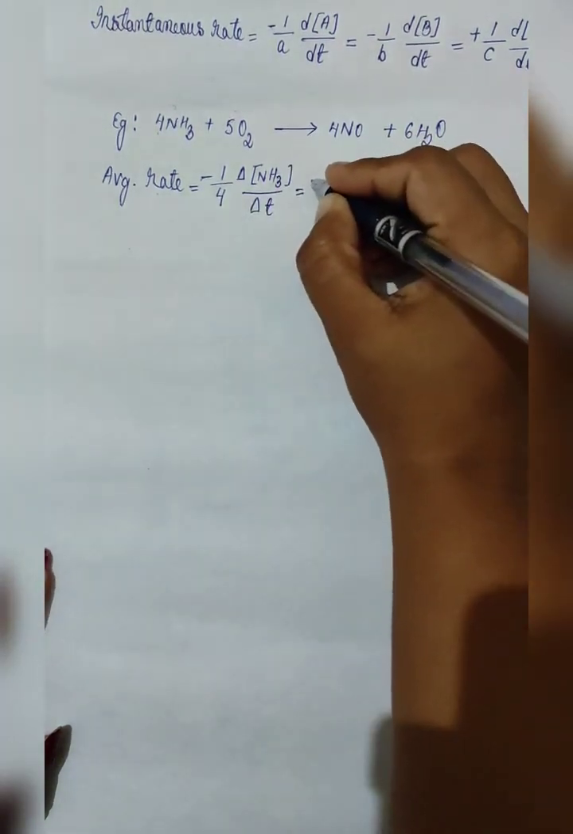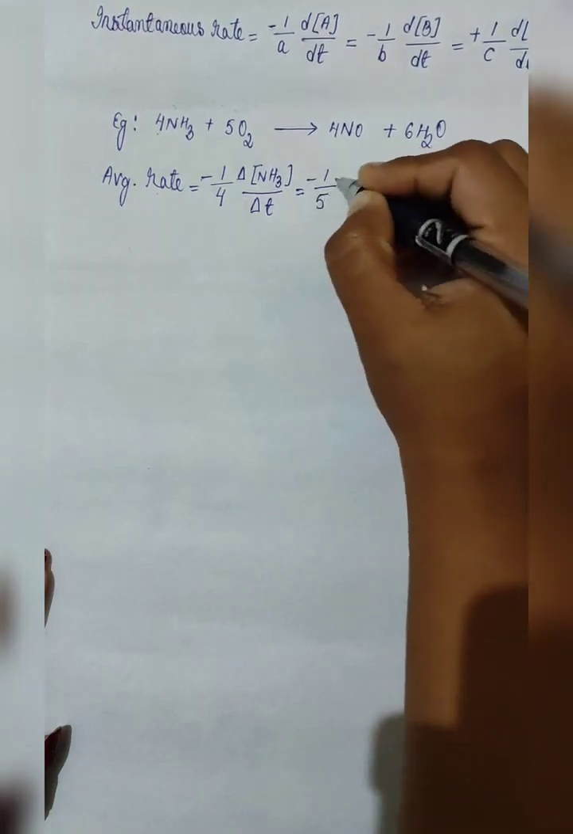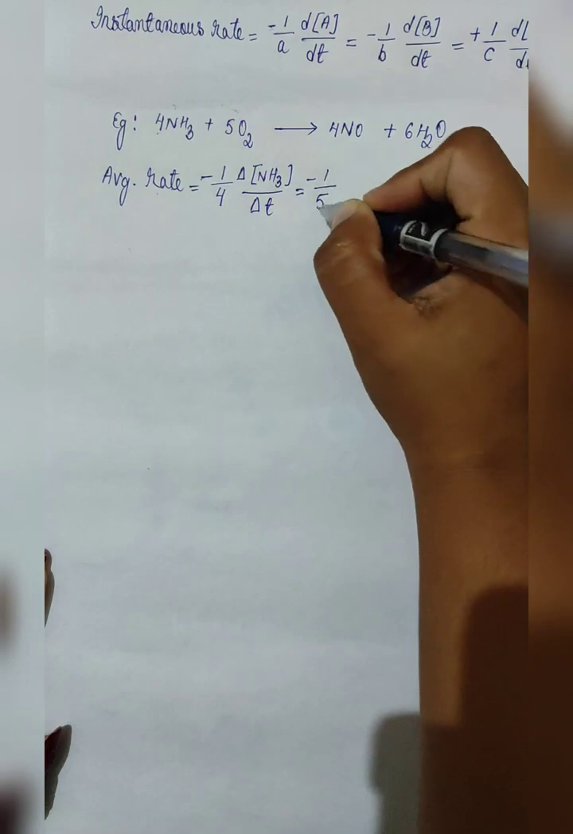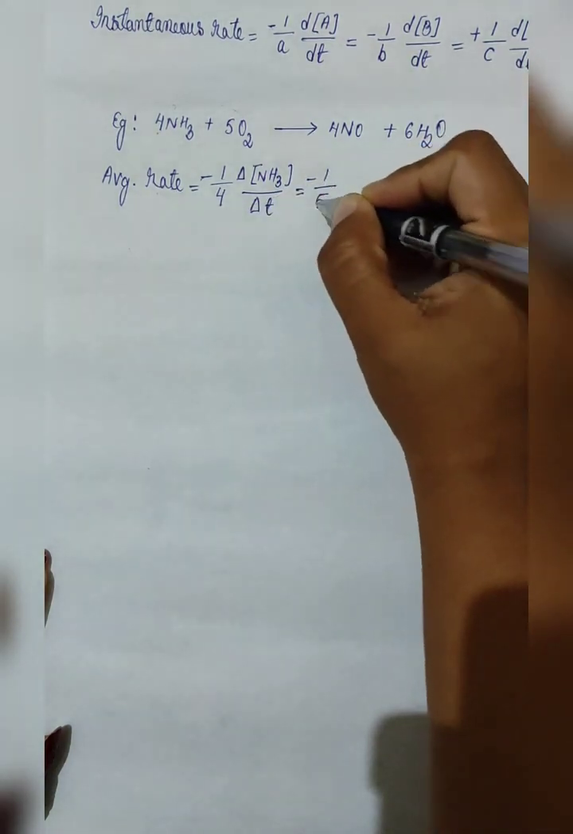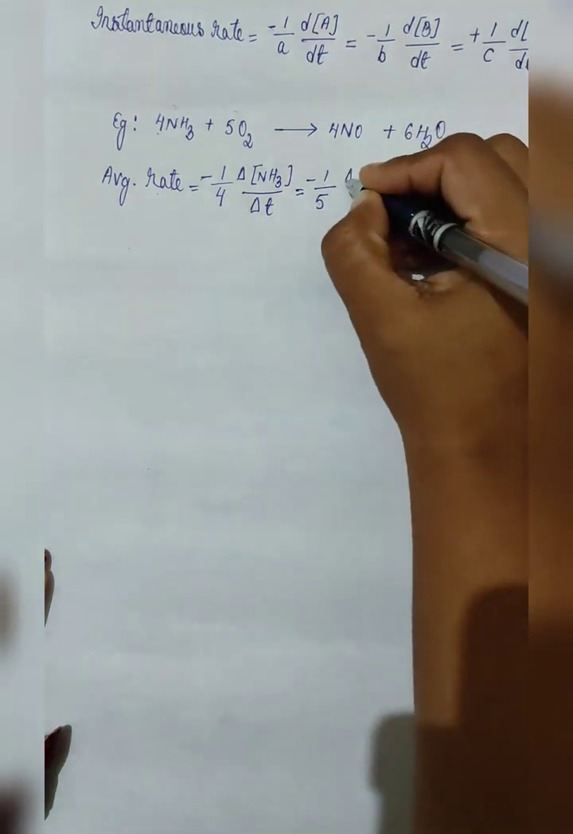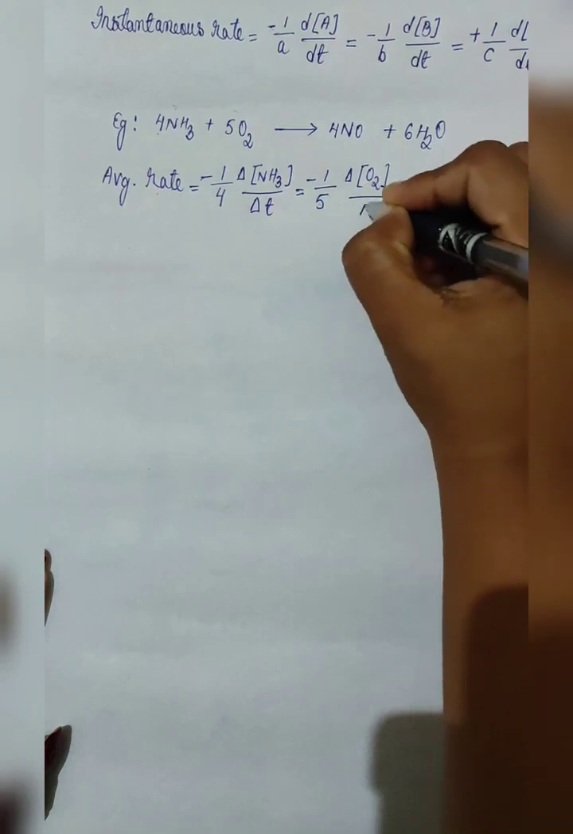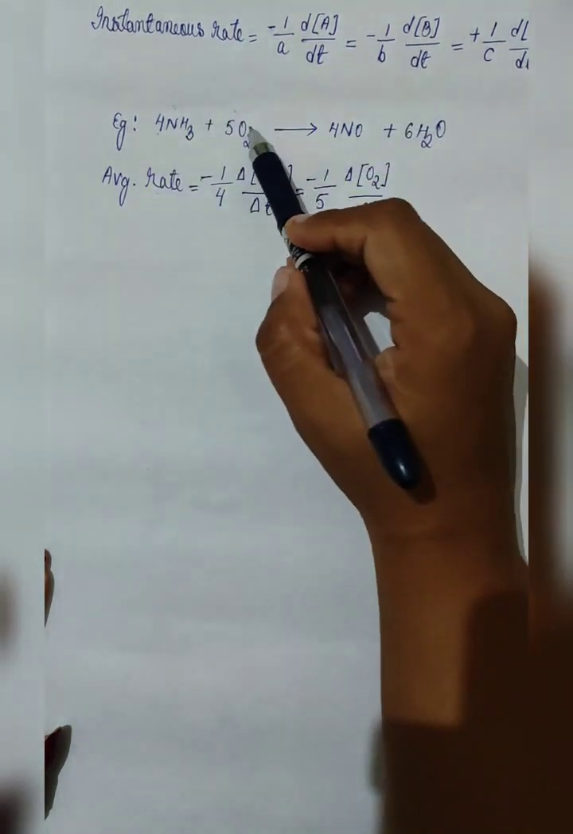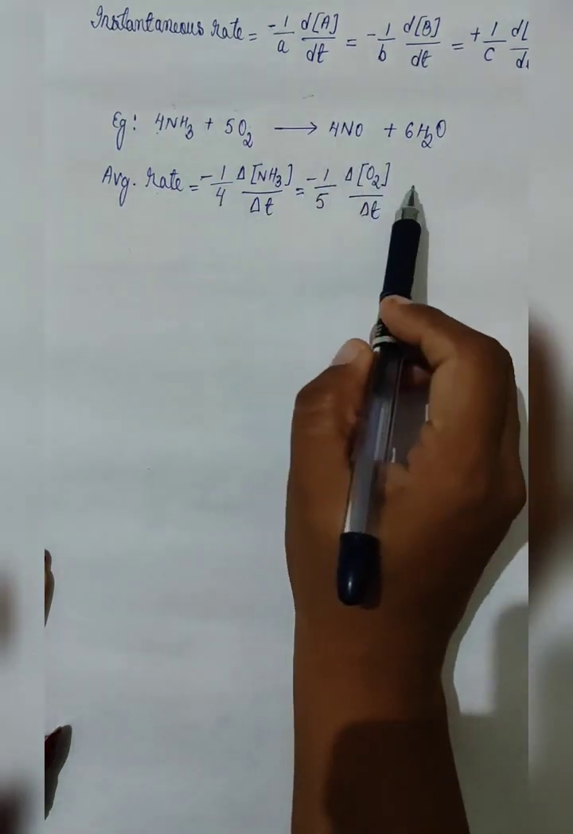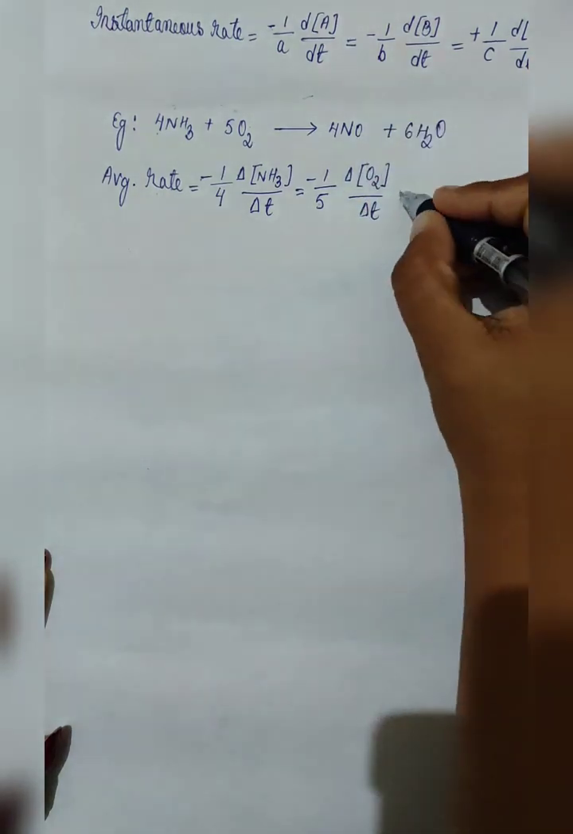Then it will be followed with the stoichiometric coefficient of the second reactant. Remember that the stoichiometric coefficient will be divided. That is why we are writing 1 by stoichiometric coefficient. Then the concentration of the second reactant with respect to its time. Now the reactants are over. If there were more reactants, we would follow in the same way, putting a minus sign, but we have only 2 reactants. Now we will go for the product.